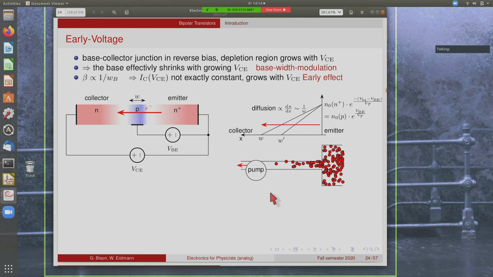The analogy here is, again, the vapor: you have a certain vapor pressure on one side of the base, and on the other side you have this pump. The longer you make the path between the vapor reservoir and the pump, the lower the current of vapor going through.